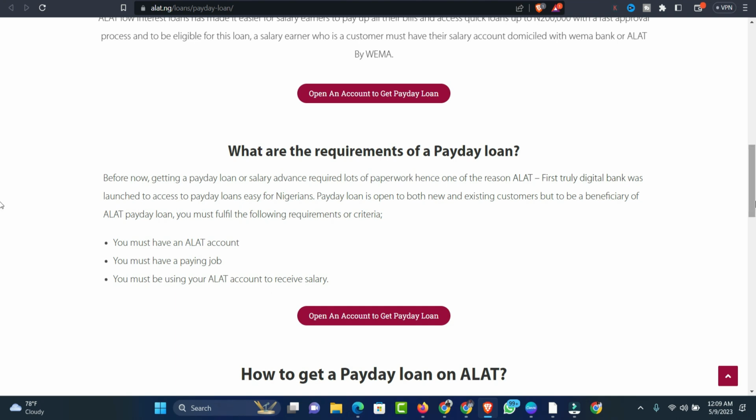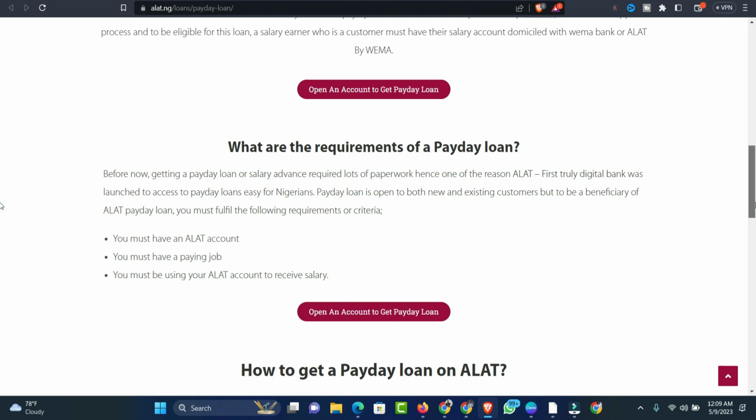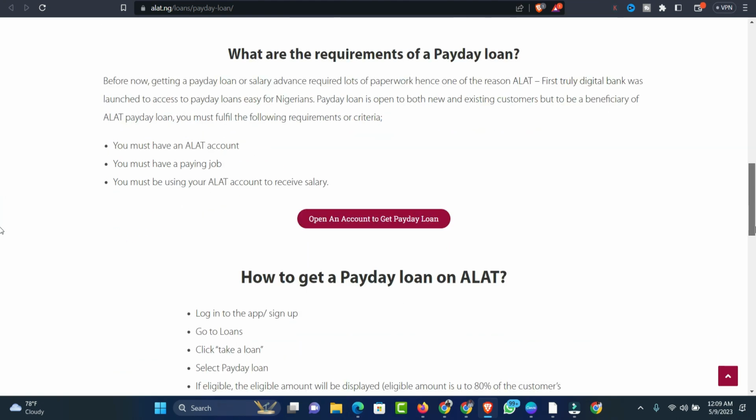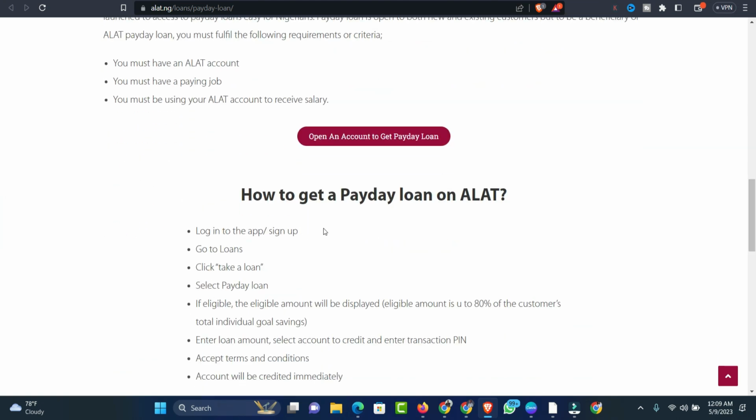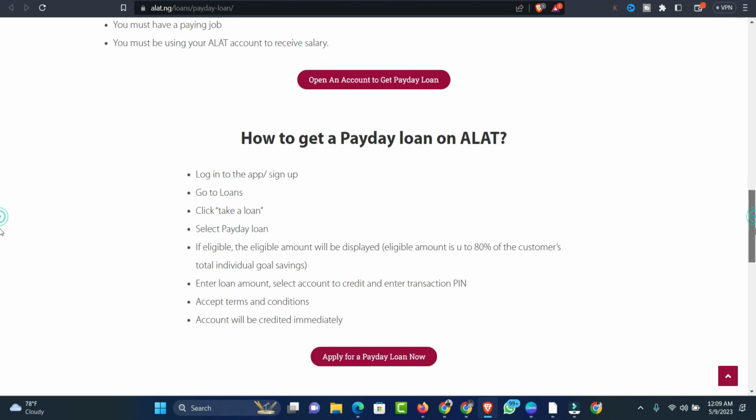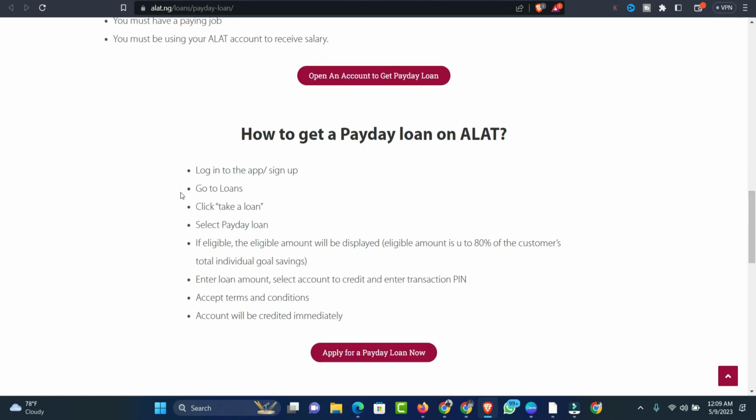So these are the terms which of course you have to meet before you can receive a payday loan with ALAT by Wema. So how do you get a payday loan on ALAT by Wema? You can log in through the app, go to loans, then click to take a loan, then select payday loan. If eligible, the eligible amount will be displayed.